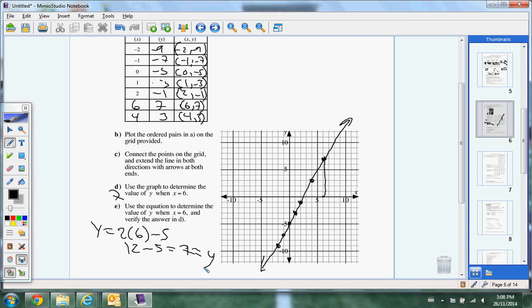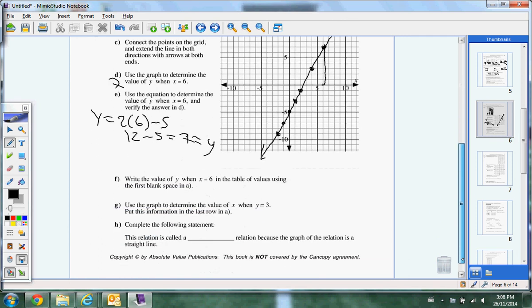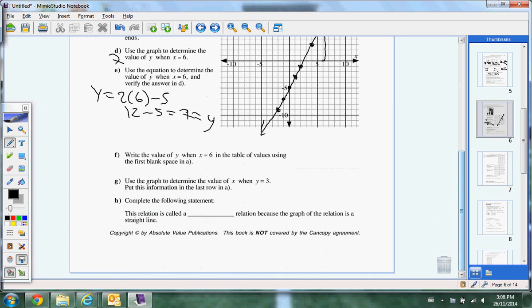Okay, we already did part F. We already did part G. And part H. Complete the following statement. The relationship is called a linear relationship. It's a line. Okay, it's called a linear relationship. All right. I'll let you guys take a gander at example 5, and that'll be it for today, finally.